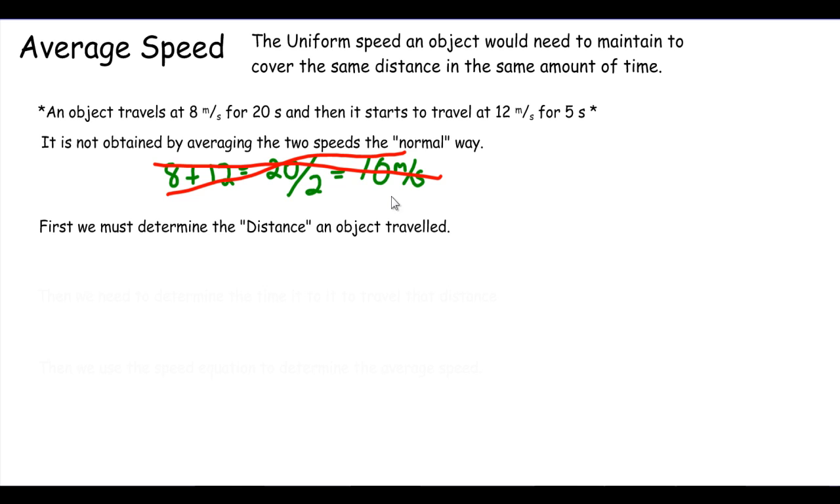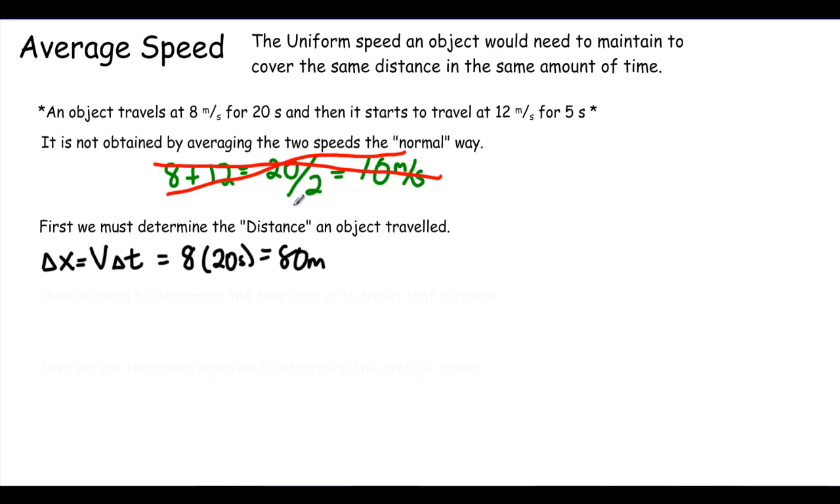Instead, we must determine the distance the object traveled. Notice I said distance and not displacement, so we want absolute values. We want all positive numbers. So in the first instance, the object travels at 8 meters per second for 20 seconds. Now we learned before that distance or displacement equals v delta t. And so in this first part, it went 8 meters per second for 20 seconds, so it's going to be 8 meters per second times 20 seconds, which gives me 80 meters.